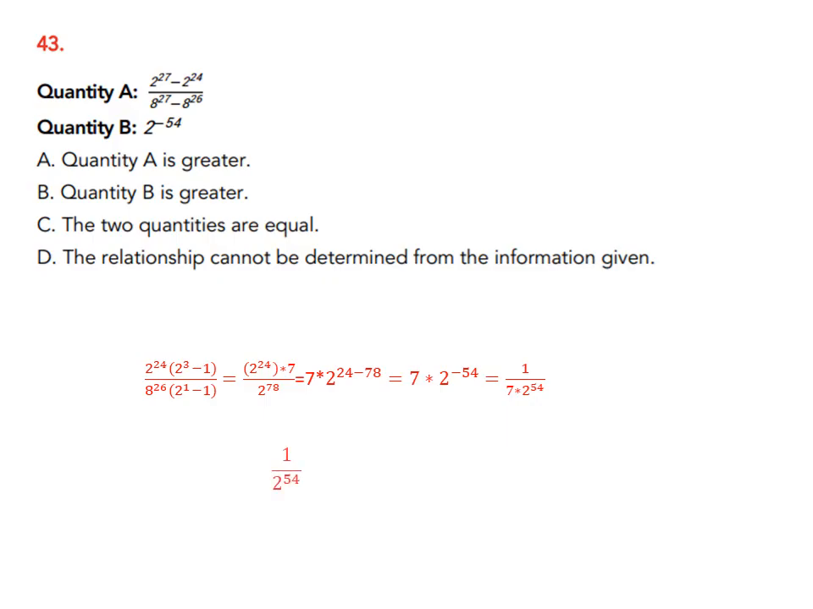And in case of B, we get 1 by 2 to the power 54. So which one is greater? Obviously, quantity B is greater because in quantity A, the numerator is much higher than the numerator of quantity B.